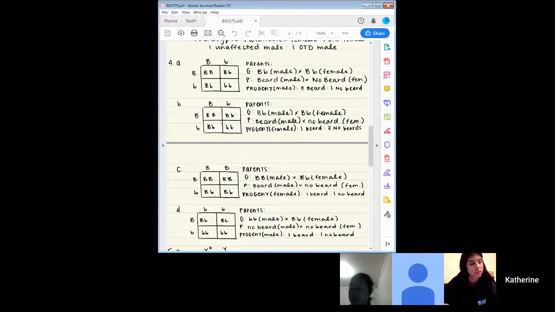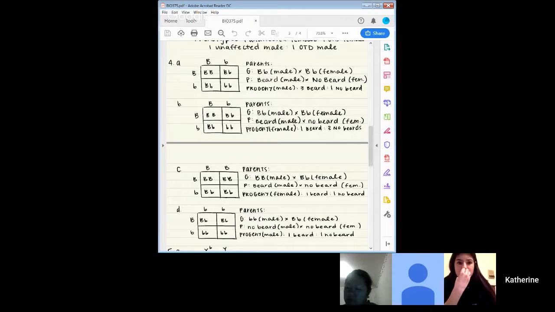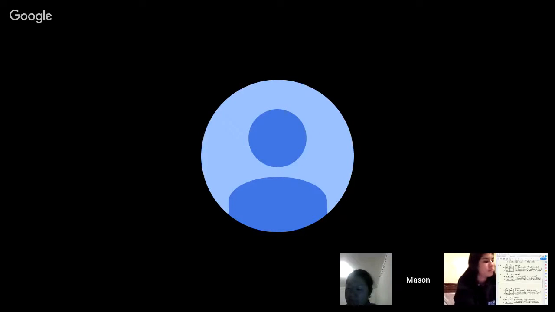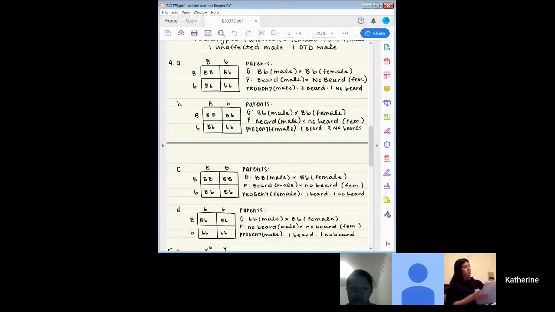Okay, so the presence of a beard in some species of goats is determined by an autosomal gene that is dominant in males and recessive in females. So for A, suppose that a cross produces a 3 beard to 1 no beard phenotype ratio among male offspring. What are the genotypes and phenotypes of the parents? Oh yeah, this took mental power.